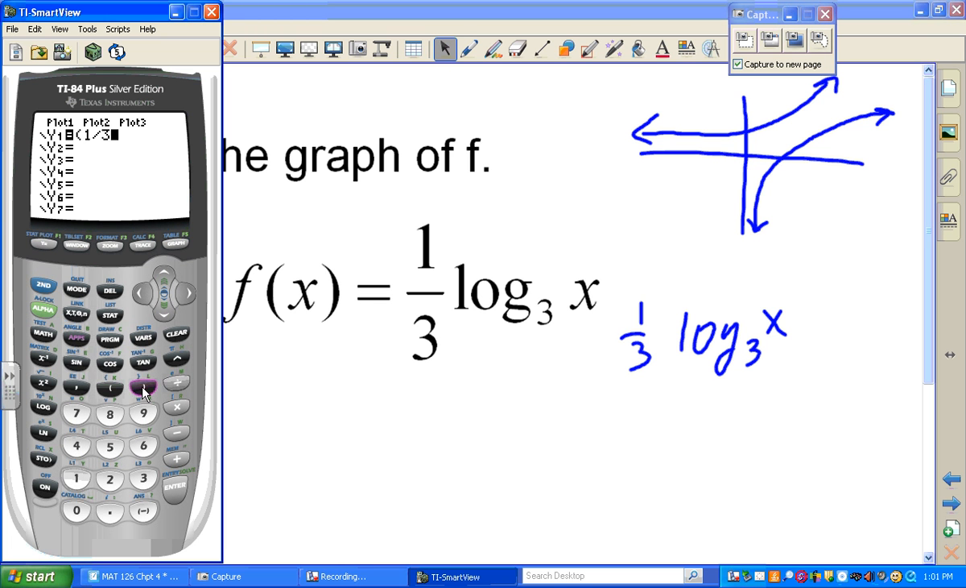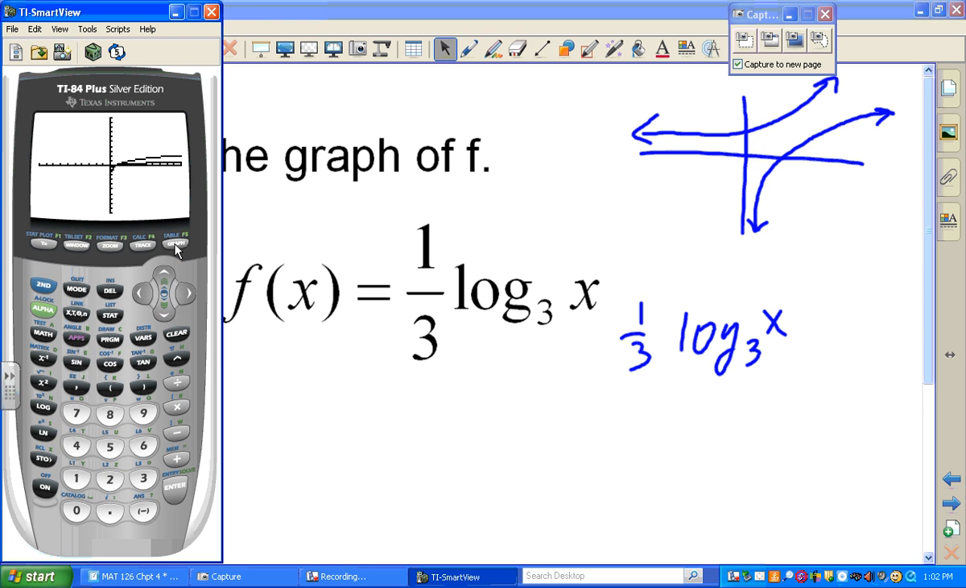1 divided by 3. Now how do we do log base 3 of x on here again? Log of x divided by the log of 3. Okay. Zoom 6. Now there is the 1/3 part, just y equals. And here's the part without it. So I think it is a compression because the log of x divided by the log of 3 would rise up just a little bit quicker, so yeah, there's a vertical compression.